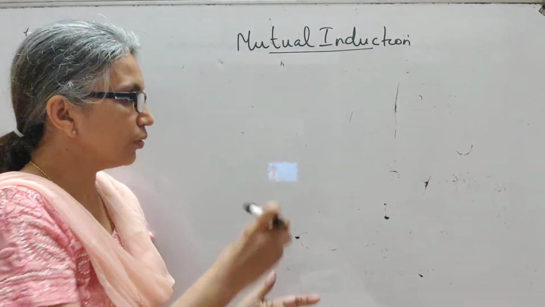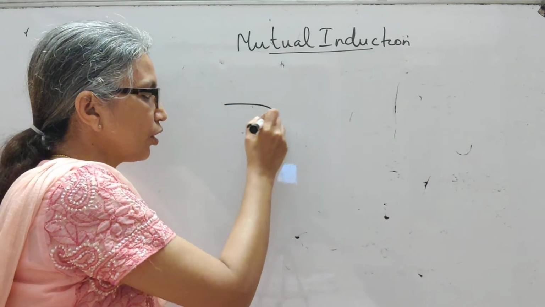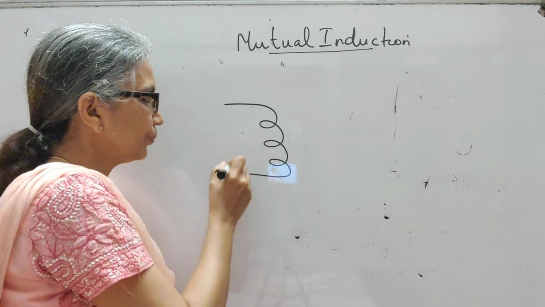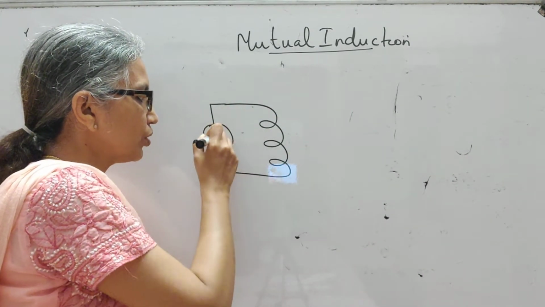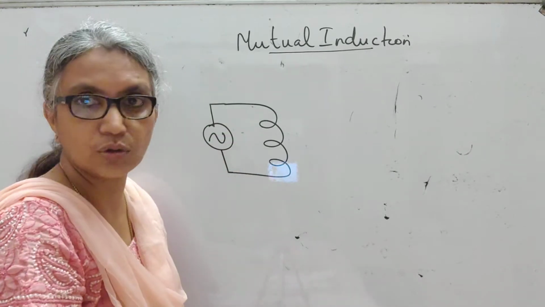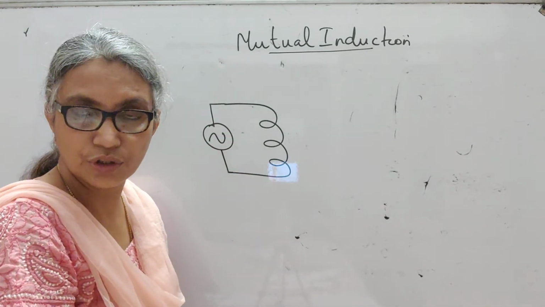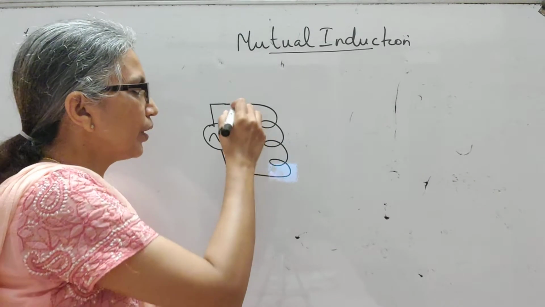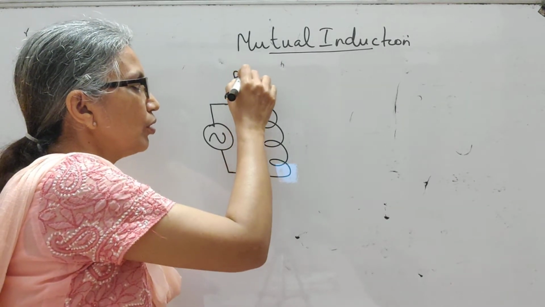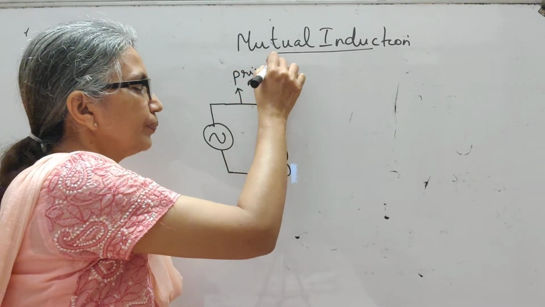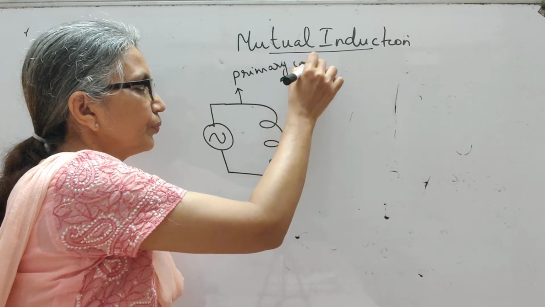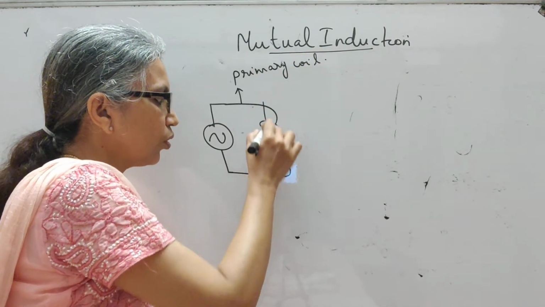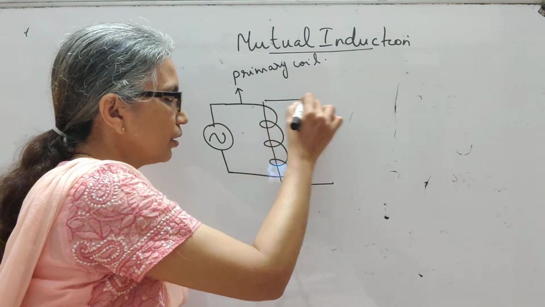Mutual induction: let's say first we have a coil connected to a source of AC current. As you know, this AC current will keep changing its value with time. And this coil I'm going to call the primary coil. So we have a core like this.